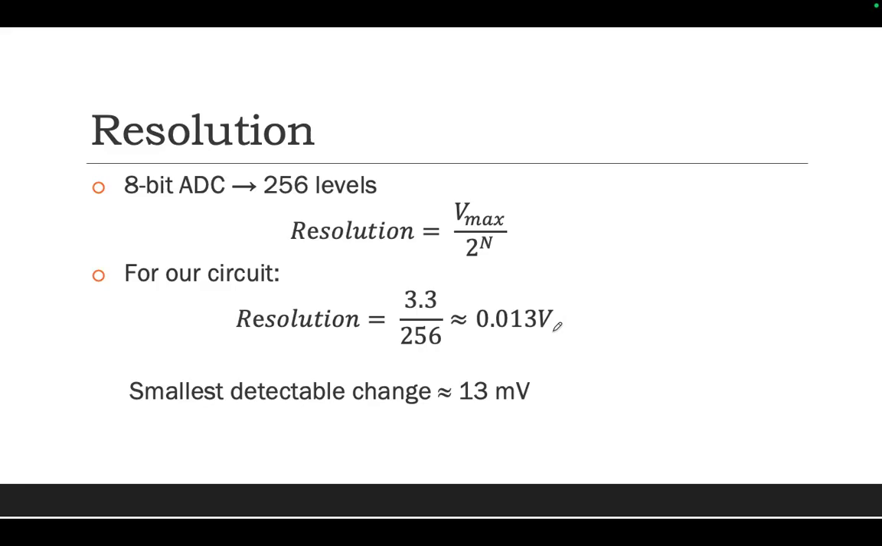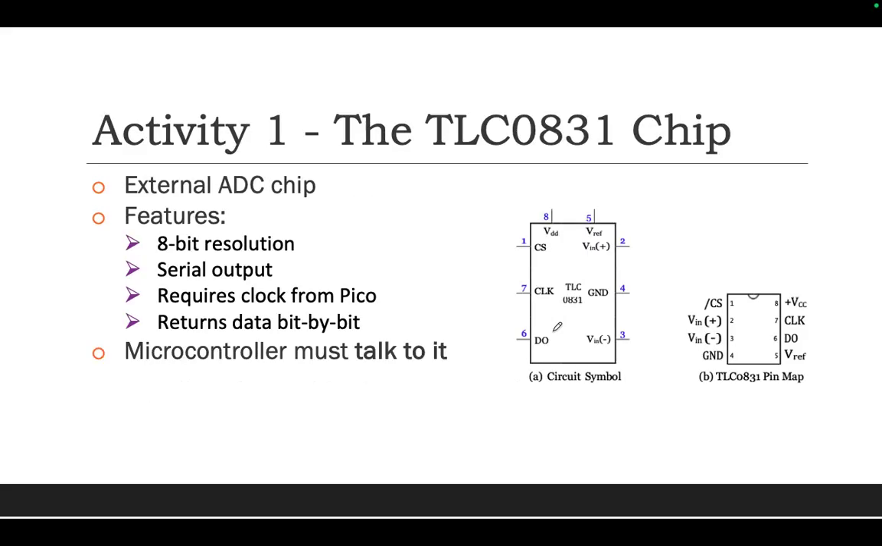Yeah. Okay. Then let's talk about activity 1, the TLC0831 chip. Yeah, this is what our chip looks like. It's very small. Yeah, you will know that. And this is an external ADC chip. And we will try to connect it with the Pico W as an external chip. Yeah, and then these are this chip's features. It is 8-bit resolution. I have already talked about what resolution is. It is a serial output, which means one time it can only read one data bit. Yeah, after this lab, you will know that.